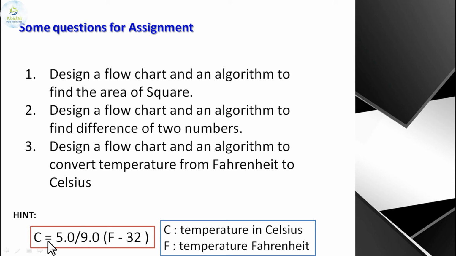The next question is to design a flowchart and an algorithm to convert the temperature from Fahrenheit to Celsius. Okay, from the Fahrenheit it should be converted to the Celsius. Hint I have given for question number 3. The formula for converting Fahrenheit to Celsius is C, being Celsius, is equals to 5.0 divided by 9.0 times F minus 32, where F is the temperature in Fahrenheit. Okay, C and F are denoting temperature in Celsius and Fahrenheit.